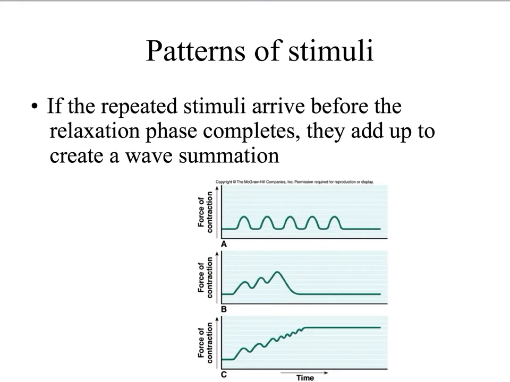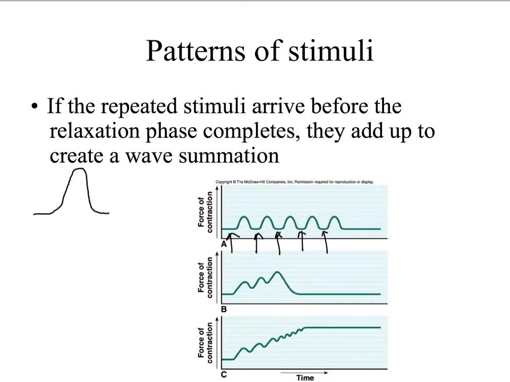Let's talk about the pattern of the stimuli as far as how it relates to when it occurs during that phase of the twitch. So I'm going to draw this over to the side here, and then we'll look at the chart. What you're seeing on this particular top chart is stimuli arriving after the muscle fiber has gone through the complete stage of relaxation. So remember, you've got your resting muscle, you've got your contraction, you've got your relaxation, and now you're ready for another stimulus and another twitch.